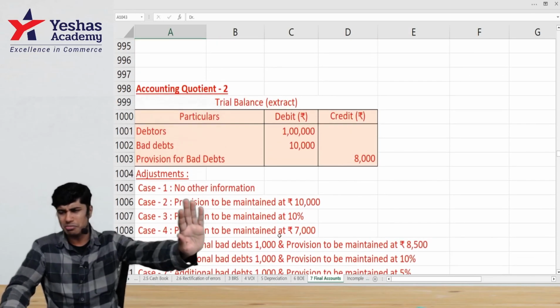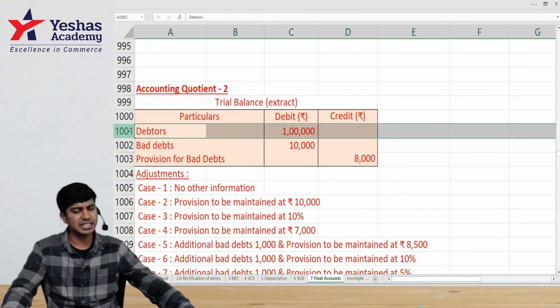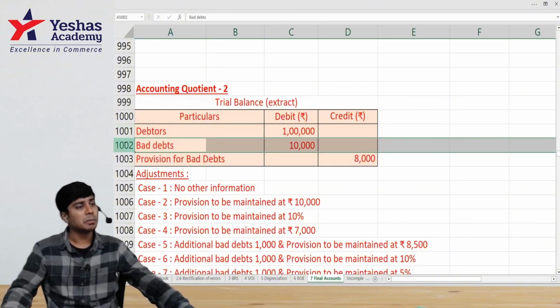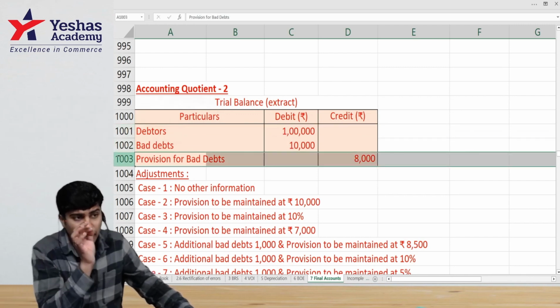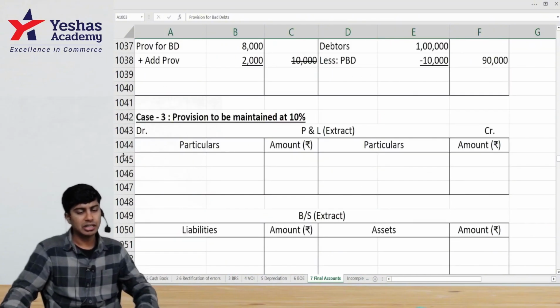First, we'll go with the simple basic items from the trial balance. Where do I write debtors? Balance sheet, asset side. Where do I write bad debts? P&L account, debit side. Where do I write provision? Balance sheet, liability. Understood? Let's write these 3 items, then read the adjustment. Come on.